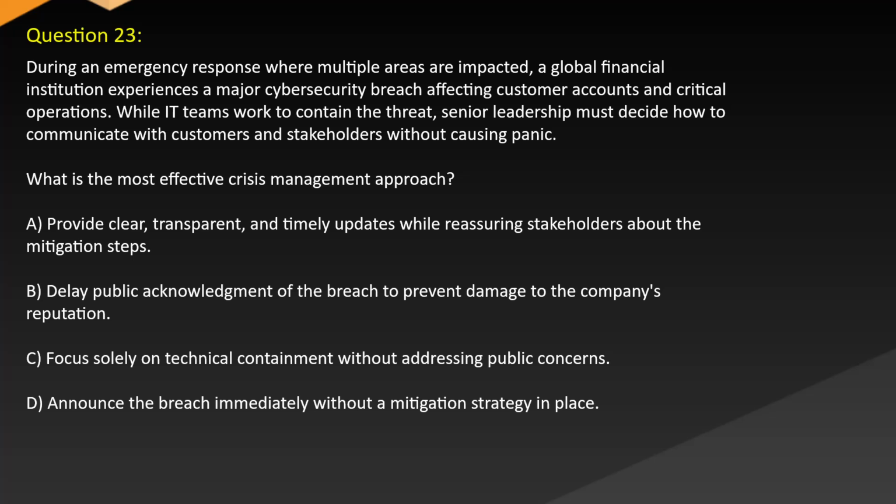Question 23. During an emergency response where multiple areas are impacted, a global financial institution experiences a major cybersecurity breach affecting customer accounts and critical operations. While its teams work to contain the threat, senior leadership must decide how to communicate with customers and stakeholders without causing panic. What is the most effective crisis management approach? A. Provide clear, transparent, and timely updates while reassuring stakeholders about the mitigation steps. B. Delay public acknowledgement of the breach to prevent damage to the company's reputation. C. Focus solely on technical containment without addressing public concerns. D. Announce the breach immediately without a mitigation strategy in place.